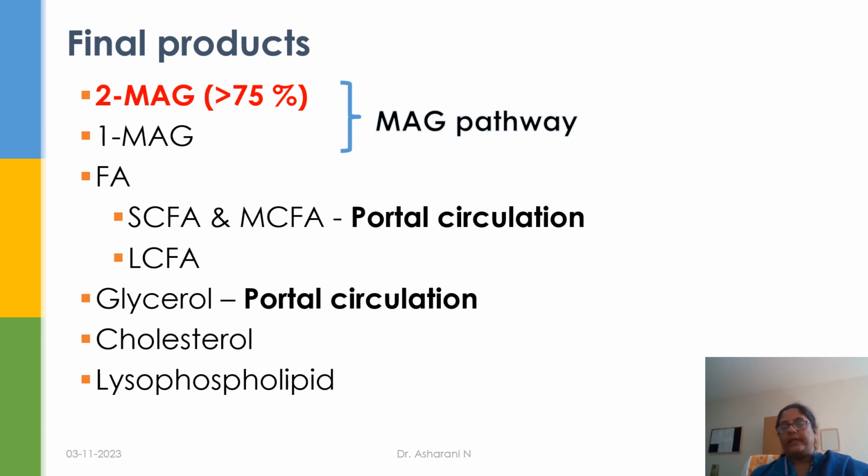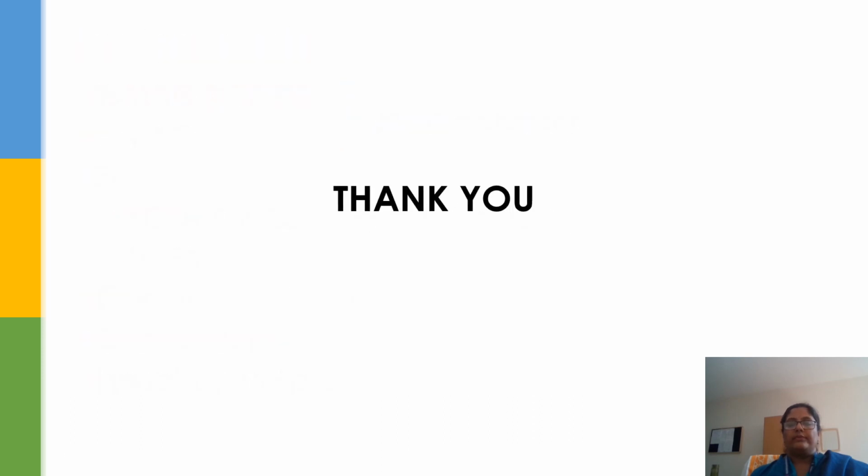So at the end of the final digestion, if you look at the digestive products, more than 75% will be 2-MAG or beta-MAG. Up to 10 to 15% will be 1-MAG. Then free fatty acids will be there. Short-chain and medium-chain free fatty acids enter the portal circulation. Only long-chain fatty acids have to be formed into micelles and chylomicrons, and then they will be absorbed. Glycerol also will enter the portal circulation directly. Cholesterol and phospholipids will be absorbed into the intestinal mucosal cells. So that's about the digestion of lipids.